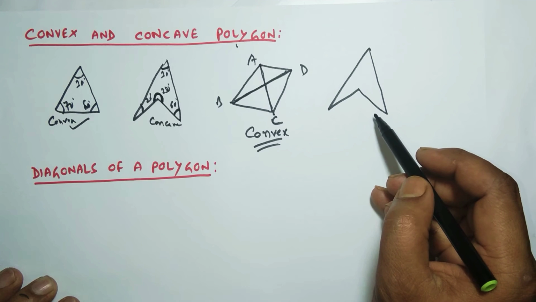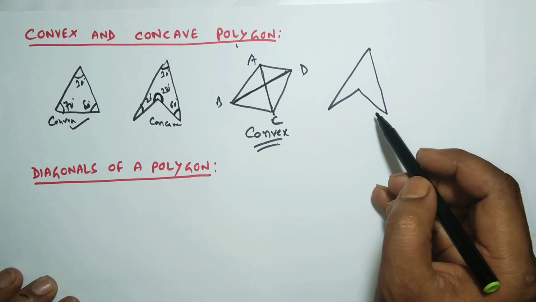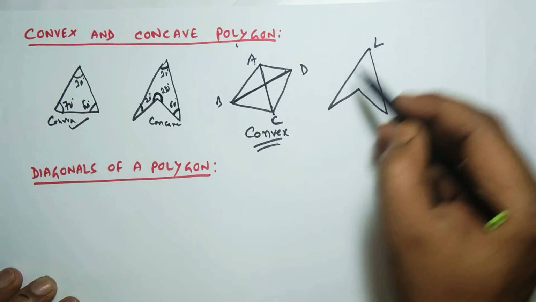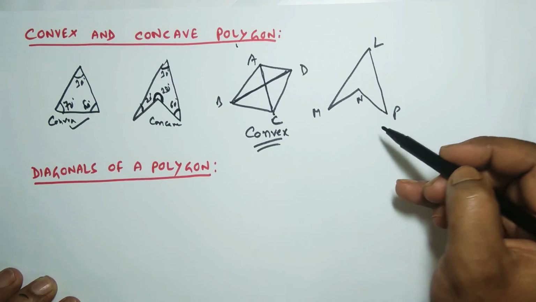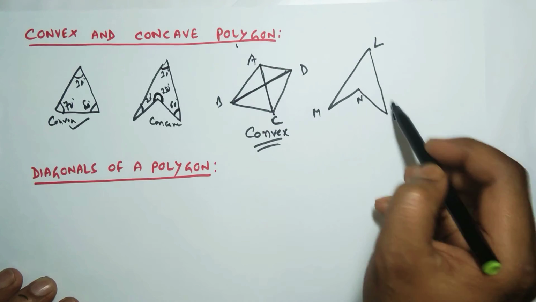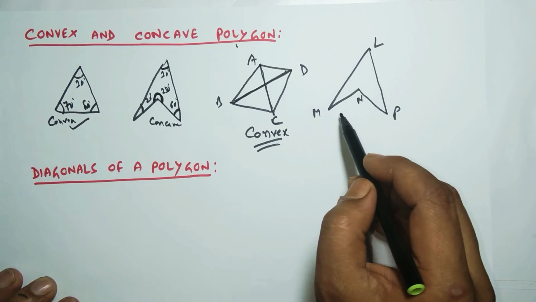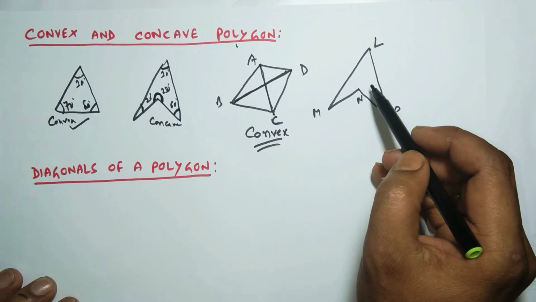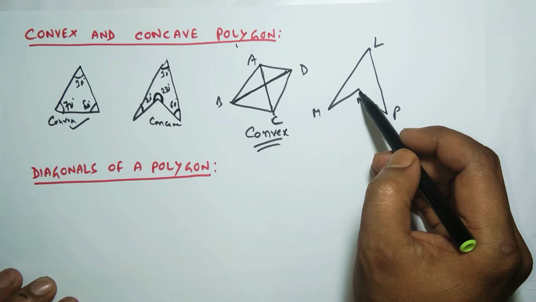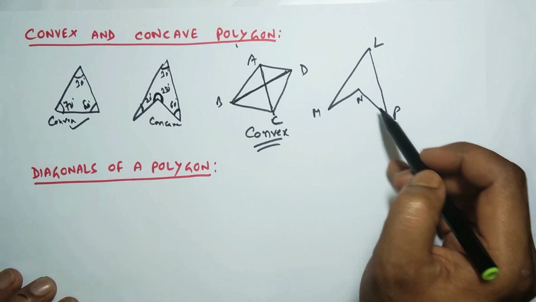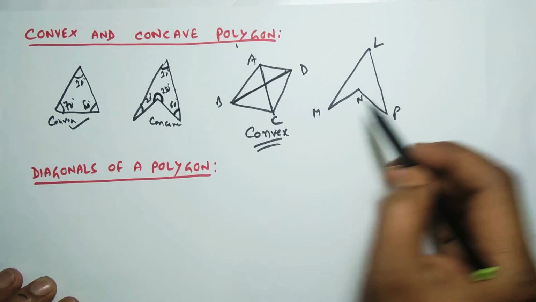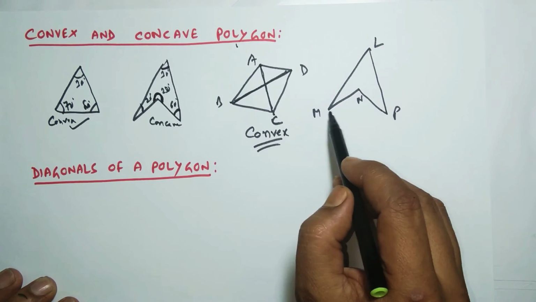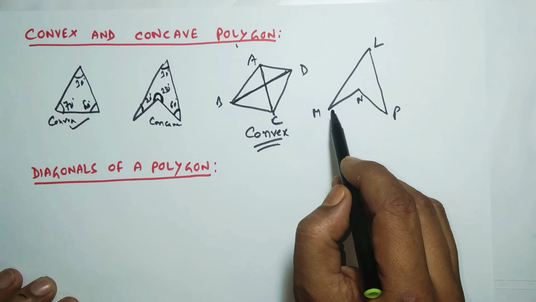Concave: supposing this figure only, you look at this, what I was saying, the diagonals are the line segments joining any two non-consecutive vertices. So suppose this is L, M, N, P. This is the name of this quadrilateral. 4 sides, no? So it's a quadrilateral. Now, if you join the non-consecutive vertices, M and N are consecutive vertices, you cannot join. N and P are consecutive vertices, you cannot join. But M and P are non-consecutive vertices, so you can join.